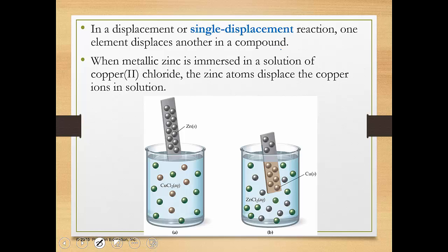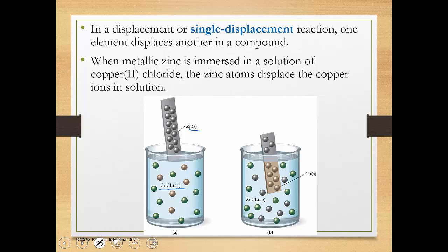If I have something like a single displacement reaction, this may be, for instance, the reaction of a metal with an ionic compound or an acid. The example they're showing is the reaction of zinc metal with an aqueous solution of copper chloride. Remember, it says aqueous, so I have copper ions and chlorine ions in solution. The copper are the ones that are more copper colored, the chlorine are the ones that are green.